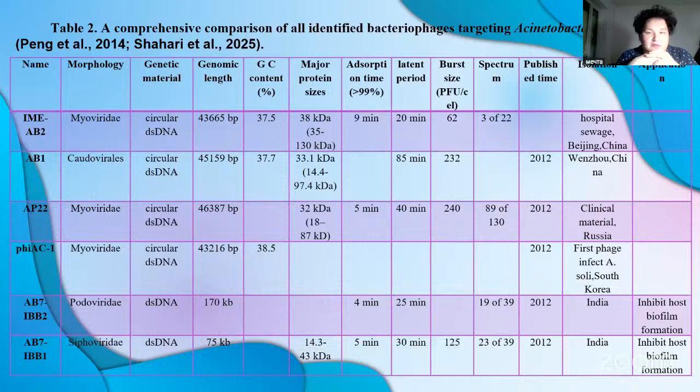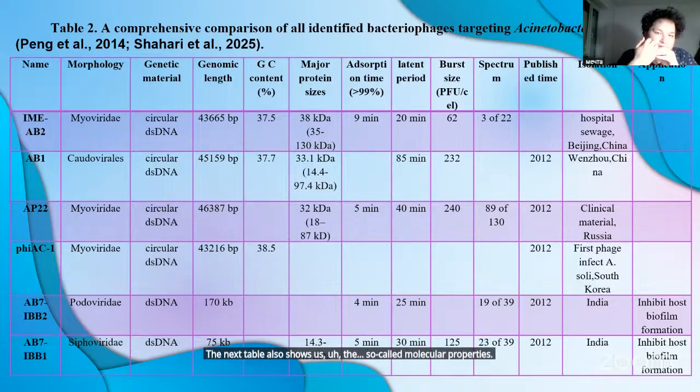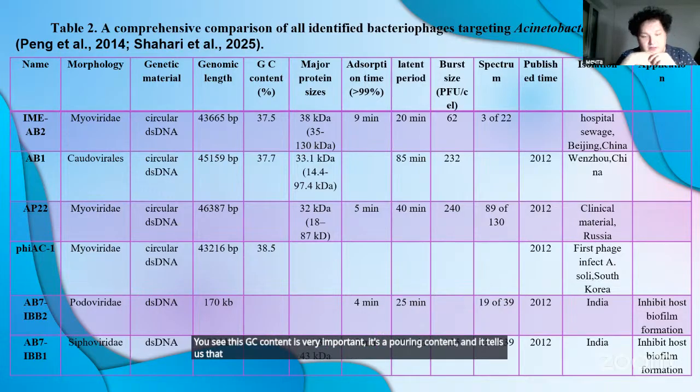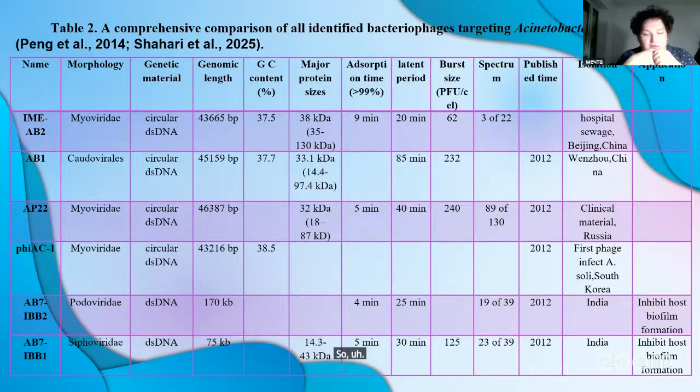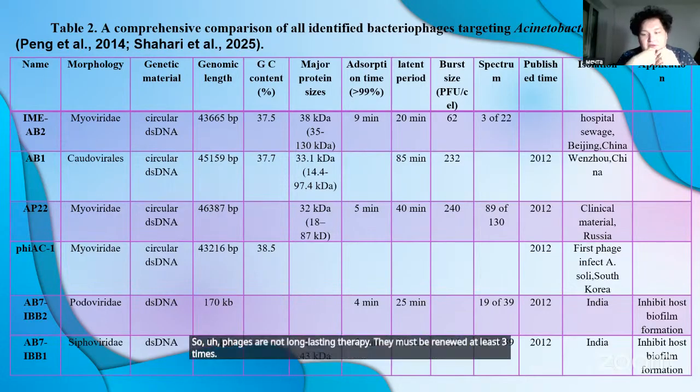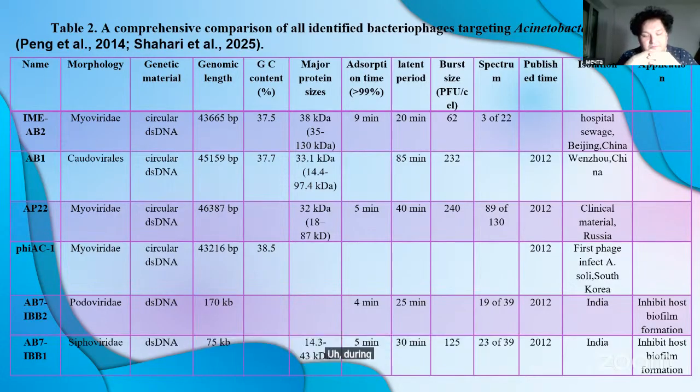The next table also shows us the so-called molecular properties. You see this GC content is very important. It's a purine content, and it tells us that phages are unfortunately quite unstable. So phages are not long-lasting therapy. They must be renewed at least 3 times during the prescribed therapy.